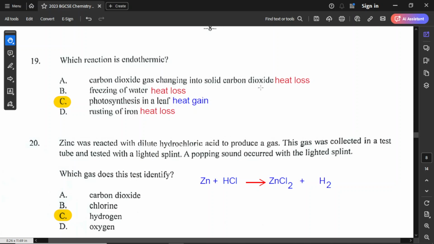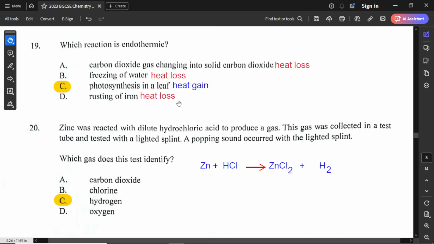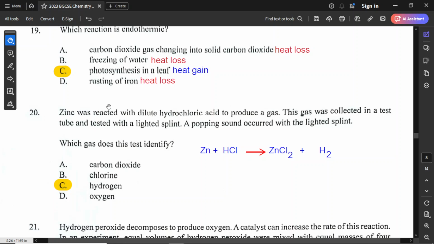Exothermic is giving off heat, and so A, B, and D are all giving off some form of heat. Rusting of iron is very slow and gives off a little bit of heat, really not normally noticeable, but definitely we know off the bat that photosynthesis is the one that gains heat.